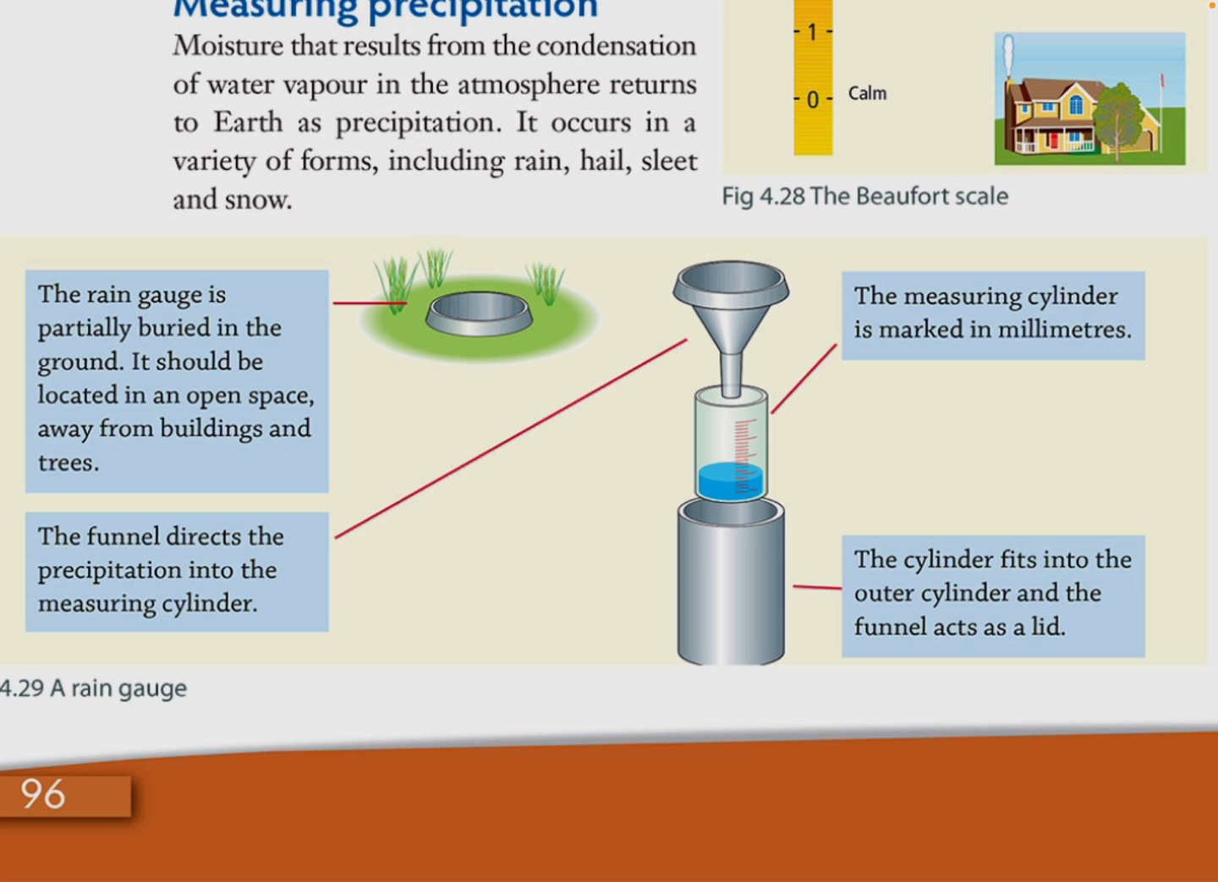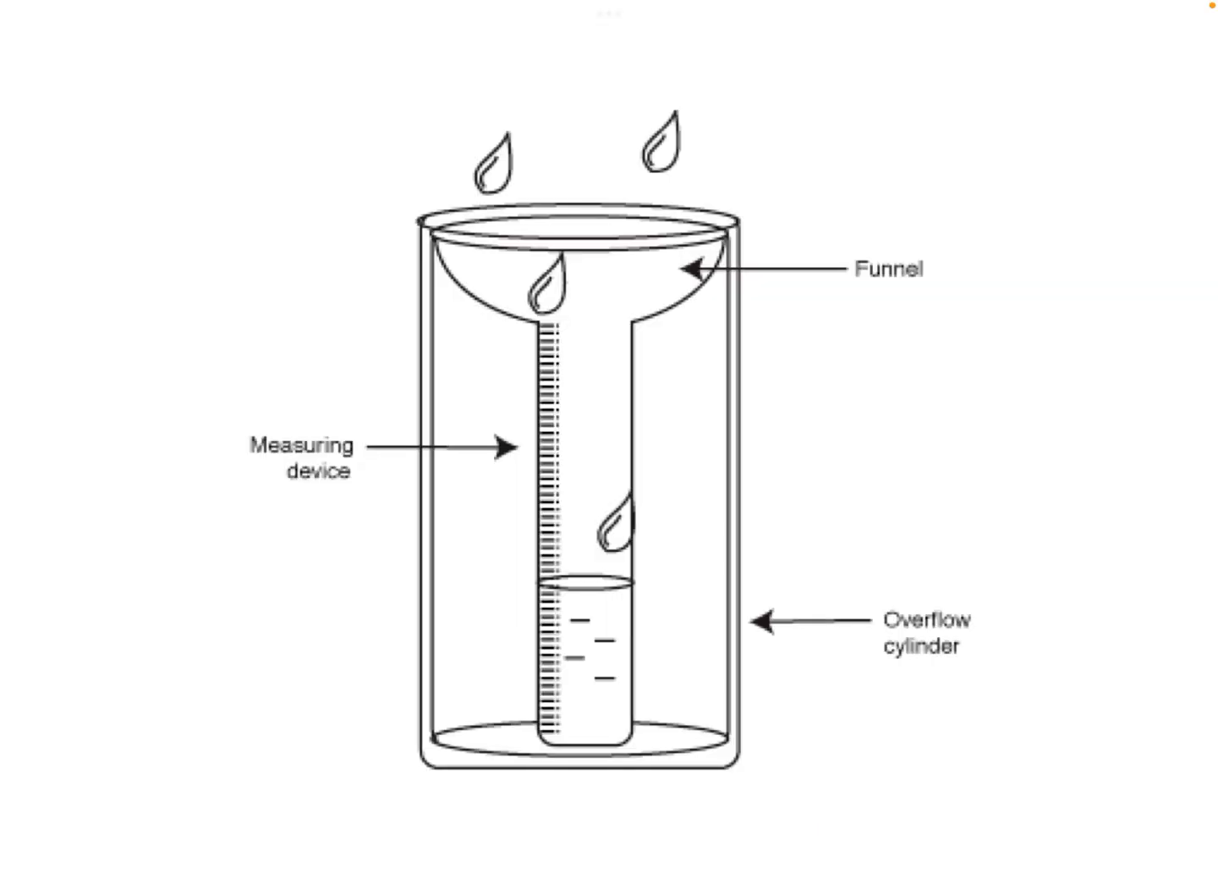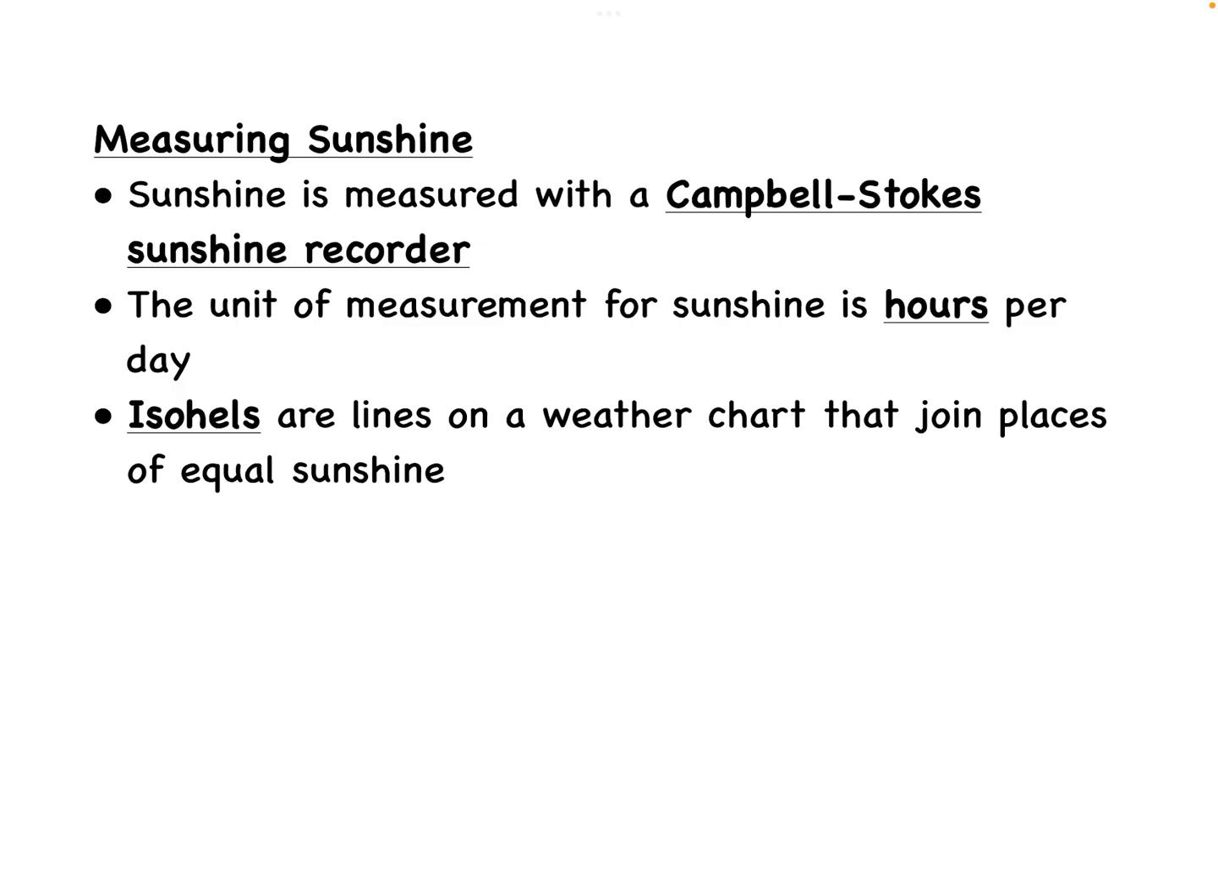I'm sure you've used funnels in science labs before. The glass cylinder is marked off in millimetres. Every day the meteorologist or anyone working in a weather station will take out that glass cylinder and check how much rain has fallen in millimetres. So that's a very, very simple one there. Anything else? No, on to the final one.